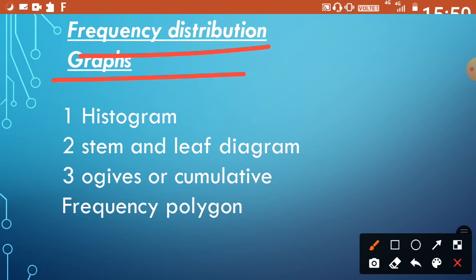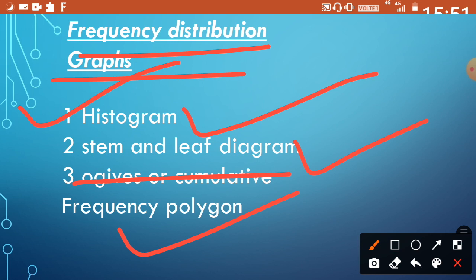Fine. So in order to present the frequency distribution, we can use histogram, then stem and leaf diagrams, then ogives or cumulative frequency polygons. Histogram is not new for us, right? We have studied histograms in our younger classes, and we have also studied ogives in our class 9th or 10th, I guess. Stem and leaf diagram is completely new for us, and it's very easy to understand. Not to be worried, I will explain it.